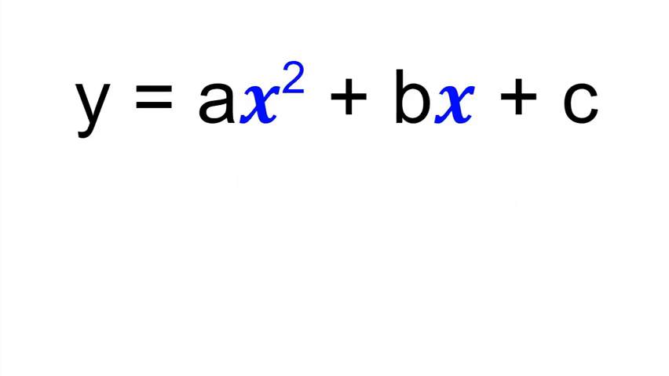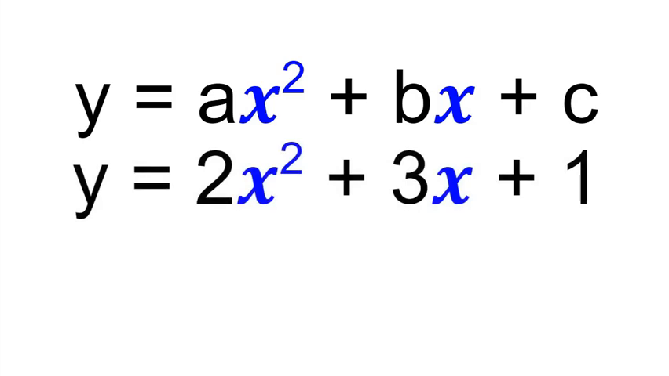So for example, let's say we have y equals 2x squared plus 3x plus 1. This is an example of a quadratic equation because it has an x squared term, an x term, and a c, which is our constant. Now all parabolas must have x squared, which means our a value cannot equal 0. When we're given a quadratic equation such as y equals 2x squared plus 3x plus 1, we are required to give the roots or figure out the x-intercepts.